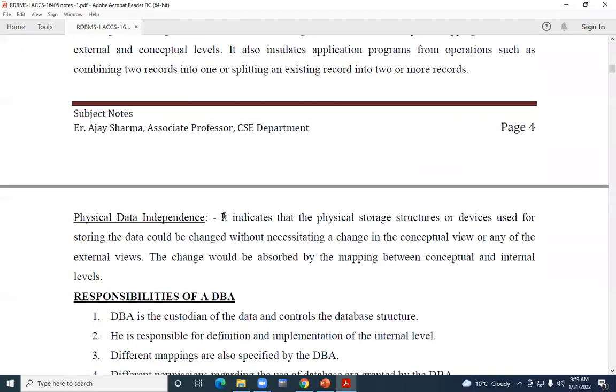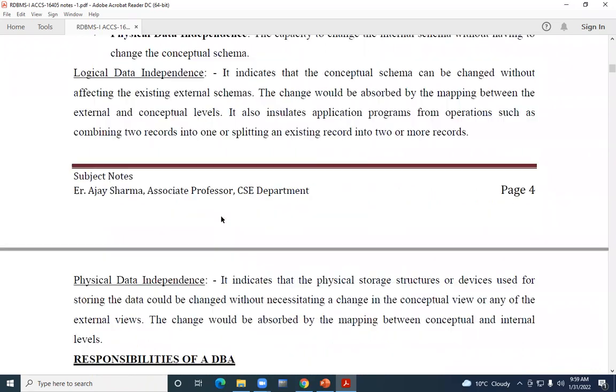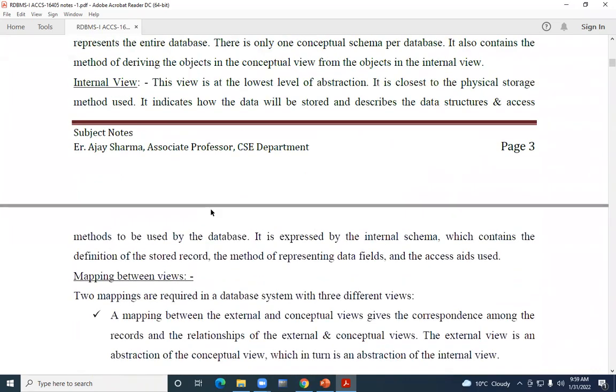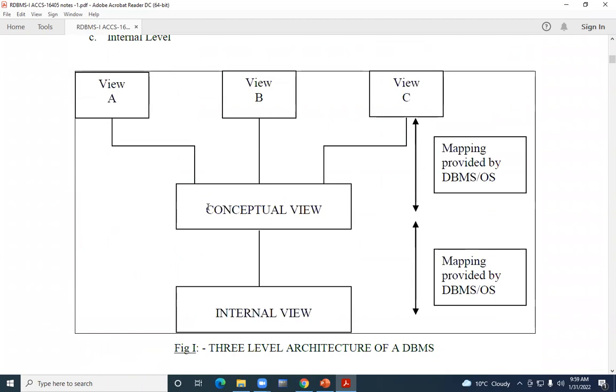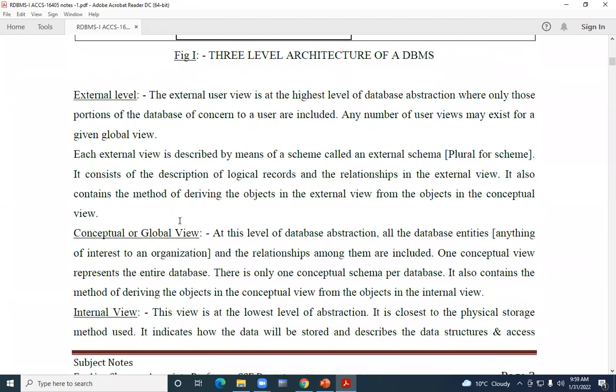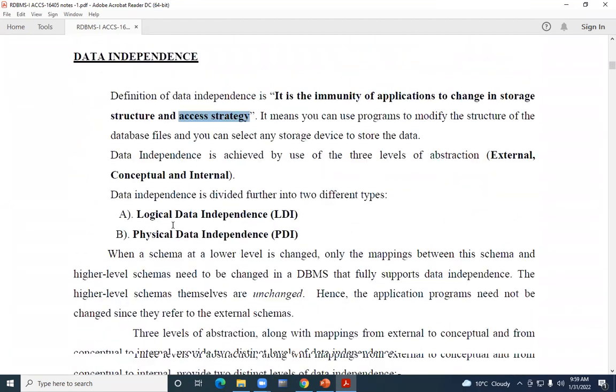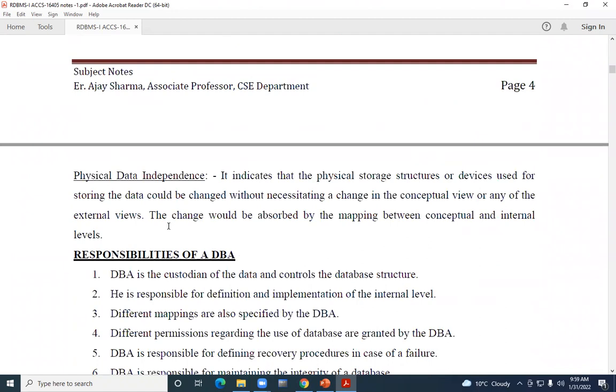I'll be sharing this file with you. You can just go ahead with it, but kindly understand the importance of this. This is how your database management system works, how you are communicating with your database management system. So data independence is there.